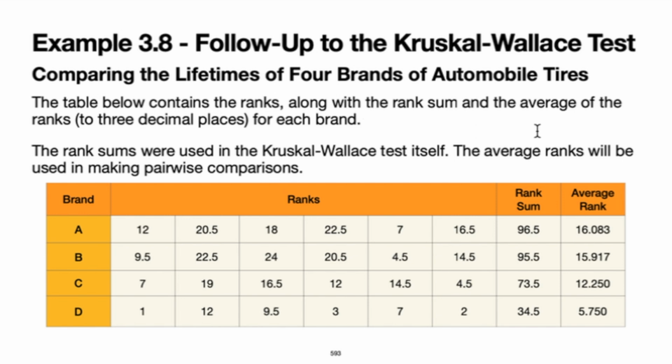Okay, so the table below contains the ranks along with the rank sum and the average of the ranks for each brand. For this follow-up procedure, I'm providing a little more precision in terms of the average ranks than I did when we did the Kruskal-Wallis test, just to get a more precise result. These are the ranks for the 4 brands, and again, we've got the rank sum, the sum of the ranks within each sample, and the average rank within each sample.